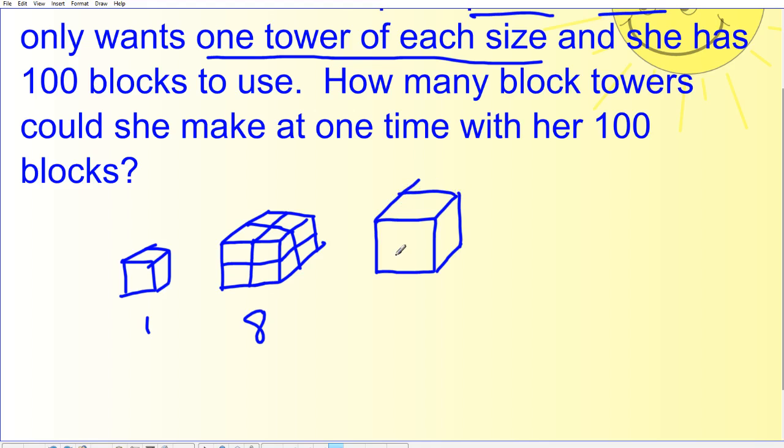And that's going to be hard for me to draw pretty. Close enough. That's actually pretty decent. It's better than I thought I was going to get. So each side has 3 blocks on it. So how many blocks would be in this whole cube, in this whole tower? 3 times 3 times 3 is 27.